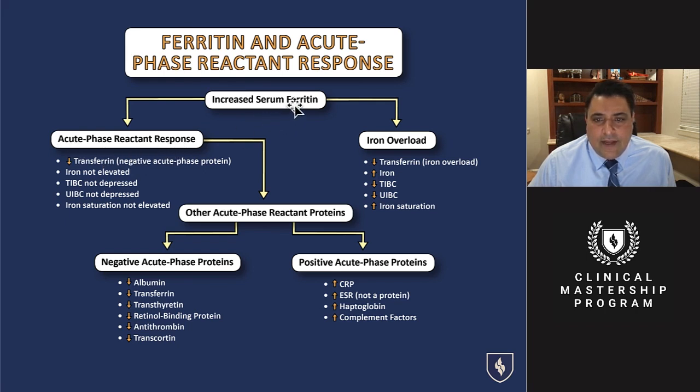If you see ferritin high, but the iron levels are not elevated, TIBC is not depressed, and the iron saturation is not elevated, then it's not iron overload. It's an acute phase reactant, and you definitely want to restrict iron, not because of overload, but because of the inflammatory response. Other acute phase reactants that may or may not be involved could be CRP, ESR, or negative ones, things that go down, the most common one being albumin. So those are the key factors with acute phase reactants.